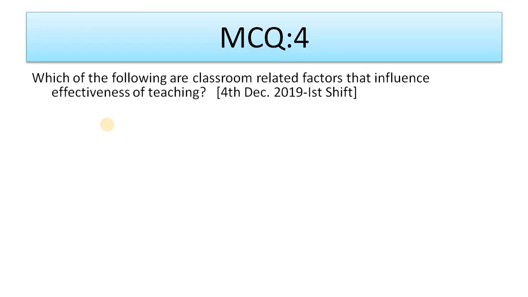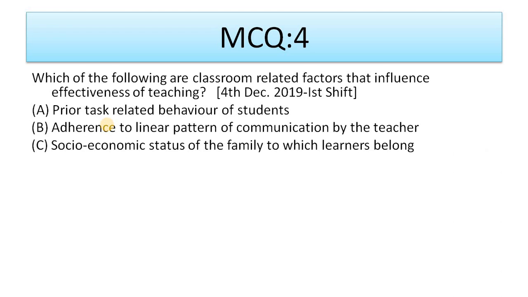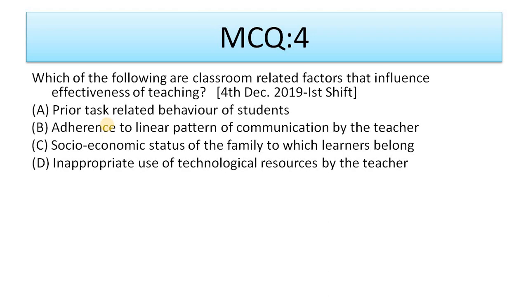Now MCQ 4. Which of the following are classroom related factors that influence effectiveness of teaching? So you have to understand the classroom related factors. Prior task related behavior of students, adherence to linear pattern of communication by the teacher, socio-economic status of the family to which learners belong, inappropriate use of technological resources by the teacher, cultural background of students.